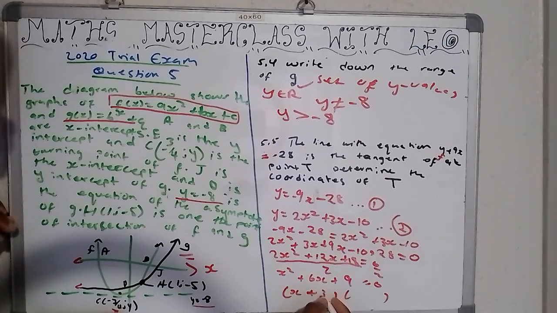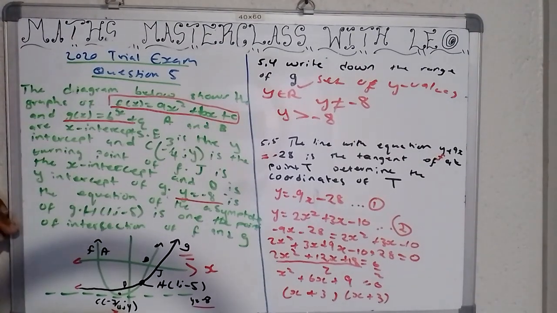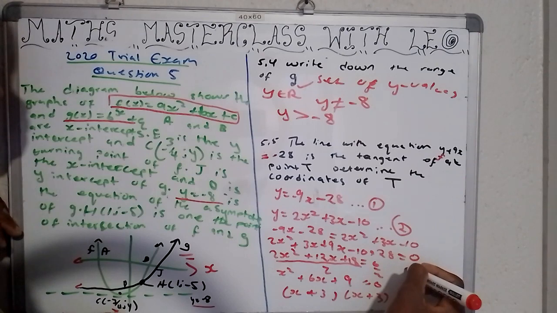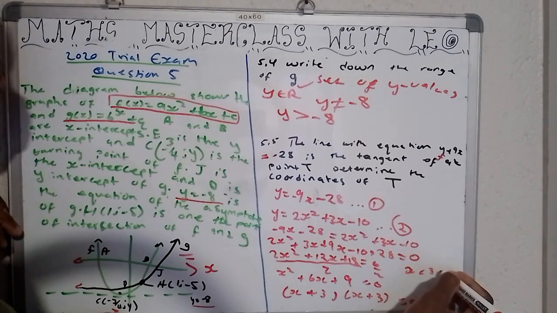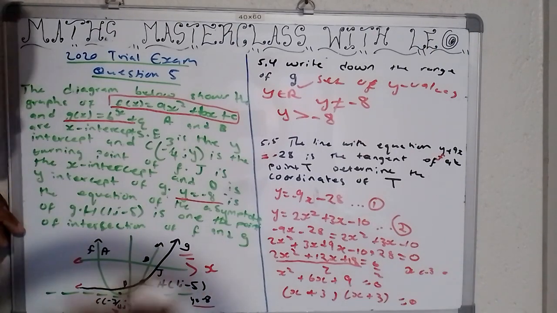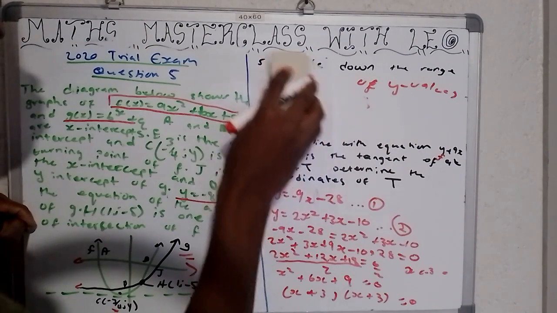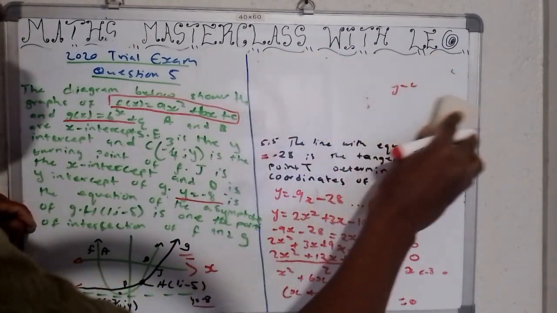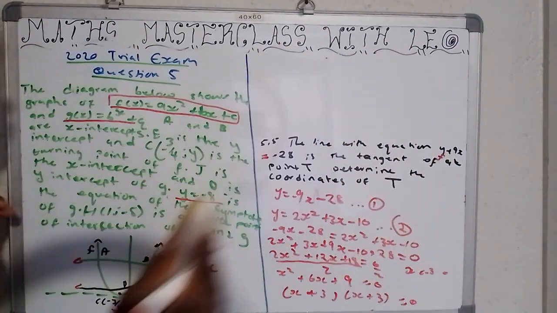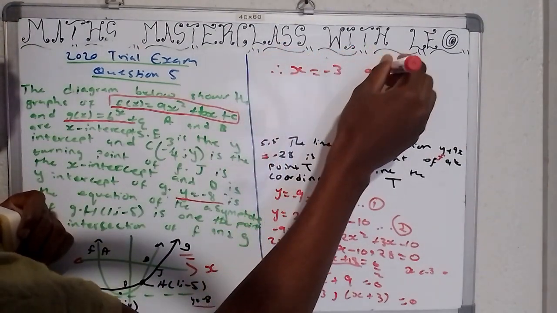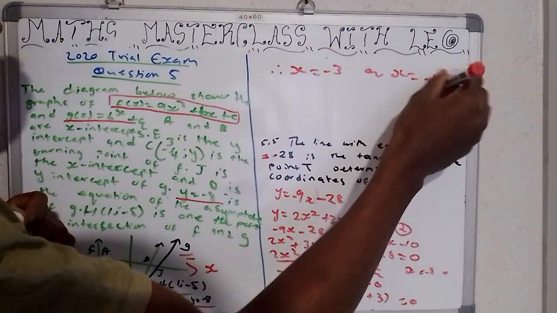plus 3, x plus 3. Right? This is equal to 0. Therefore, the value of x is equal to -3. Let me just write it here. Just remove this. Can't afford to erase the statement until you are done. So now, therefore, x is equal to -3.